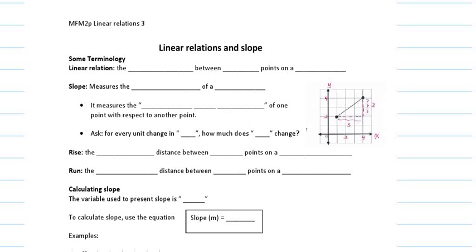So first we're going to start with some terminology. A linear relation, when I say the word linear relation or the statement linear relation, what do I mean by it? It means it's the relationship between 2 points on a straight line.